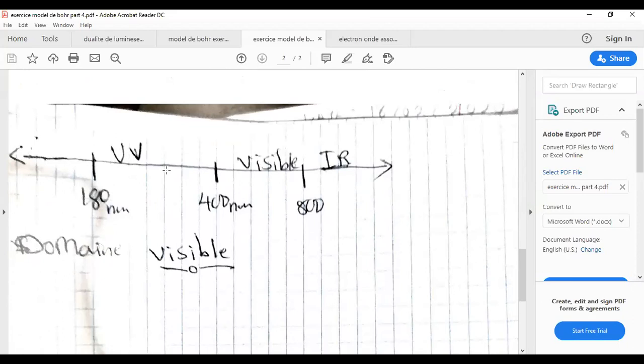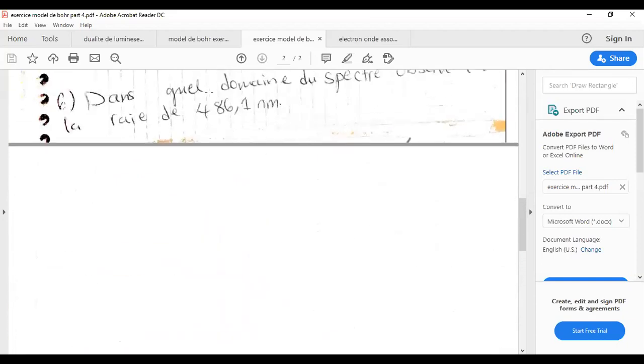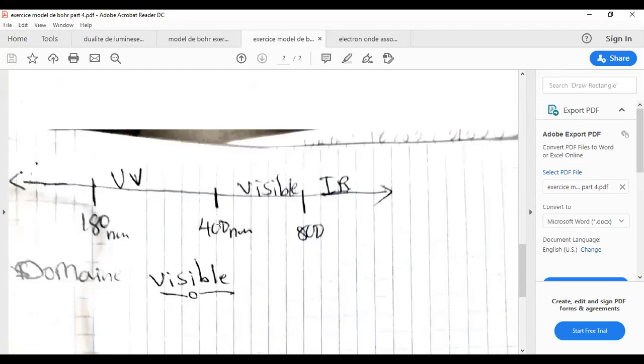One nanometer is equal to 1000 micrometer. So this diagram here, you have to know it by heart. You have to memorize it. Between 180 and 400 is ultraviolet, between 400 and 800 is visible, and 800 going up is infrared. So our ray is 486.1 nanometer. If it's 486.1 nanometer, it's found between 400 and 800, which is visible. I don't know if it's clear. So it's visible.